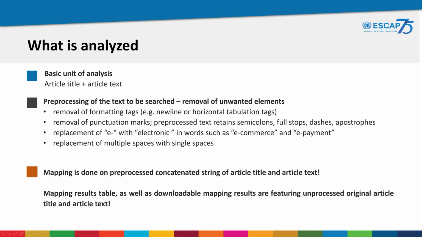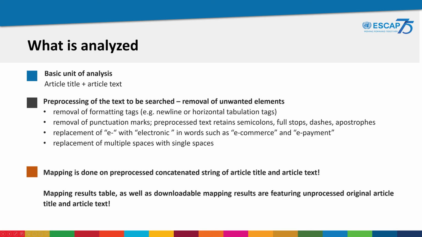But we don't take the article text exactly the way it is contained in the XML files, because for some of the text, there are a lot of unwanted elements present in the XML files, as those texts were copy-pasted from other files or websites. So there are sometimes new line or horizontal tabulation tags, and we want to remove those things. Essentially, the tool preprocesses article text to remove any of the unwanted elements. And here you can see the short description of what those elements are.